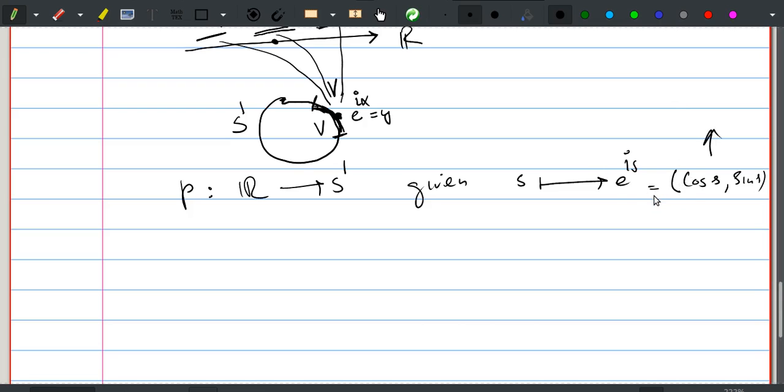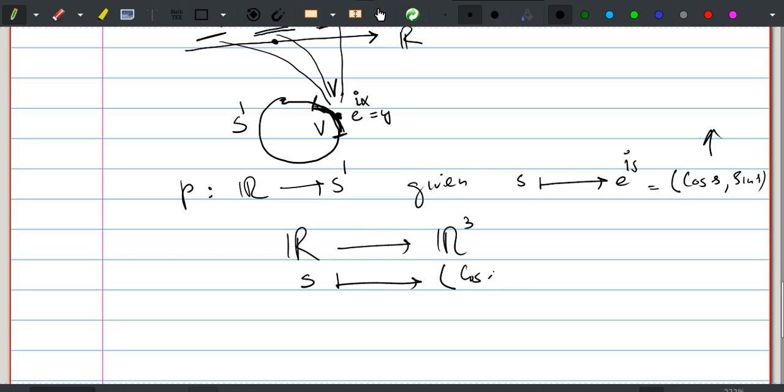So this can be visualized geometrically by embedding R into R3 as the helix. If we embed this R in R3 as a helix, parameterized by s goes to cos s, sin s, and s. So this is the parameterization. One can embed this R into R3, and this is the given parameterization.